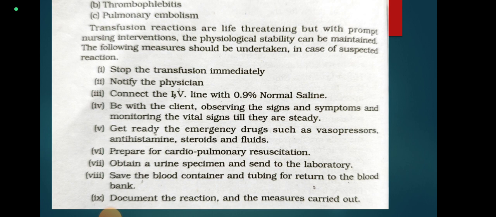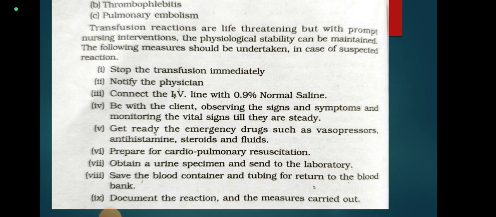The following measures should be undertaken in case of suspected reaction. Stop the transfusion immediately, notify the physician, connect the IV line with 0.9% normal saline. Be with the client, observing the signs and symptoms and monitoring the vital signs till they are steady. Get ready the emergency drugs such as vasopressor, antihistamine, steroid and fluid.